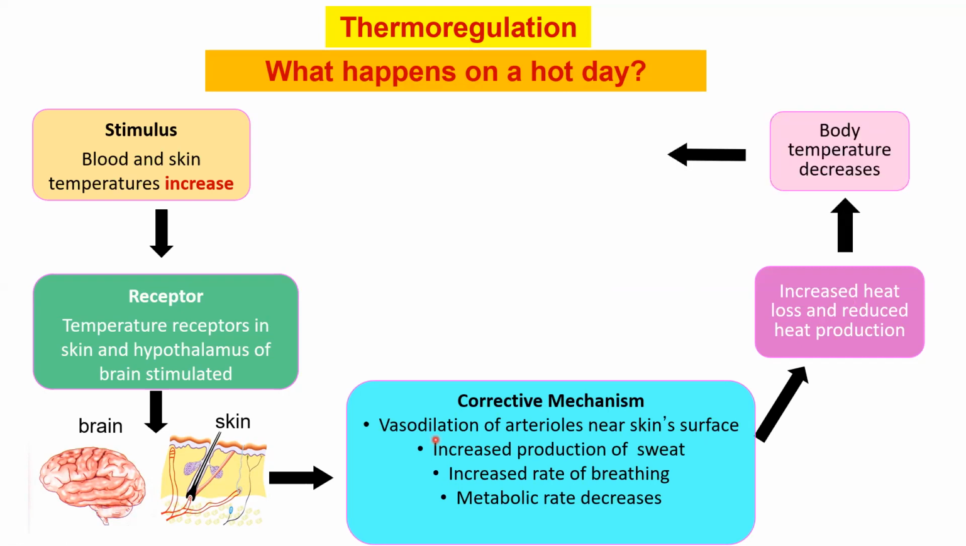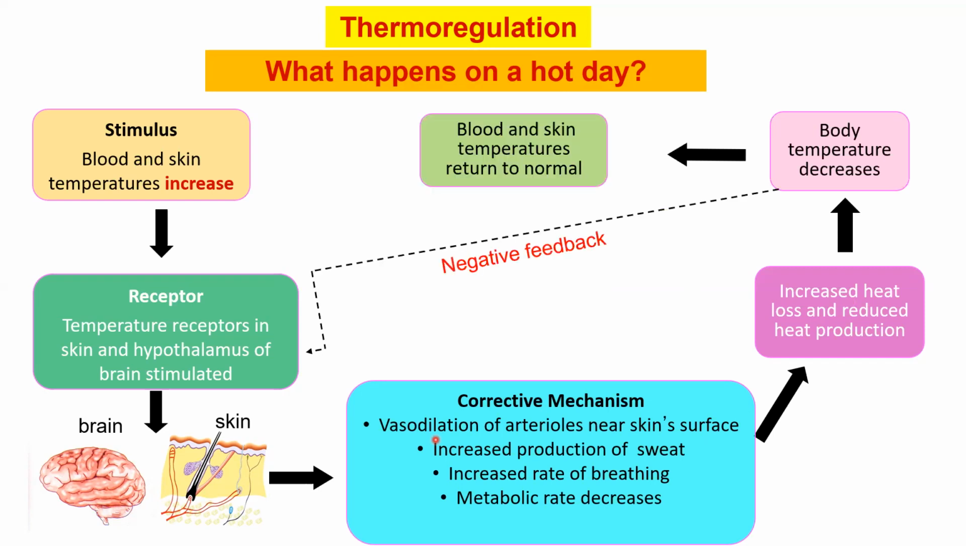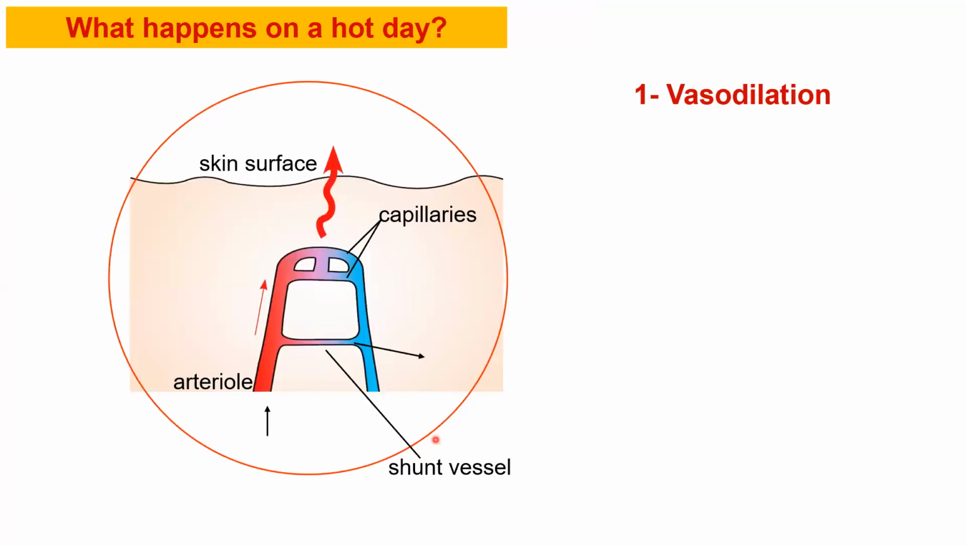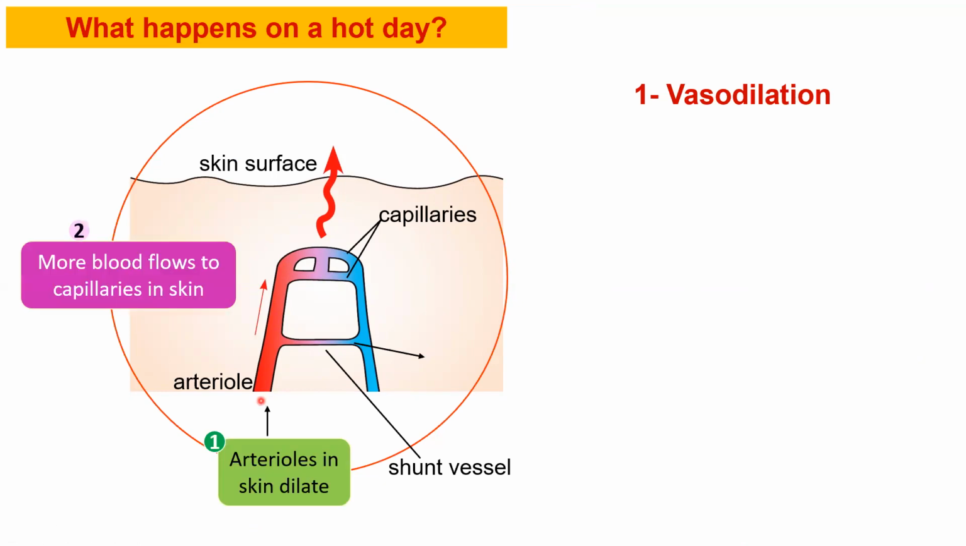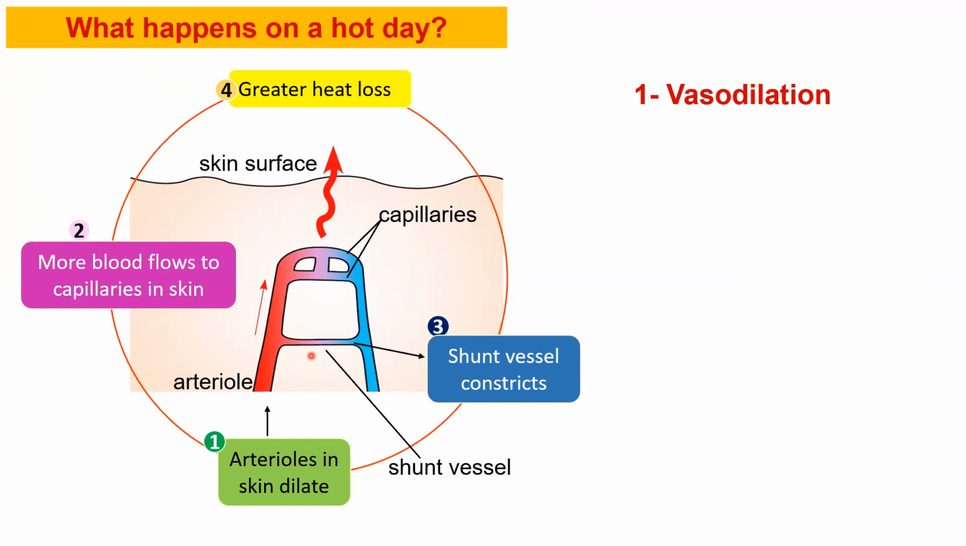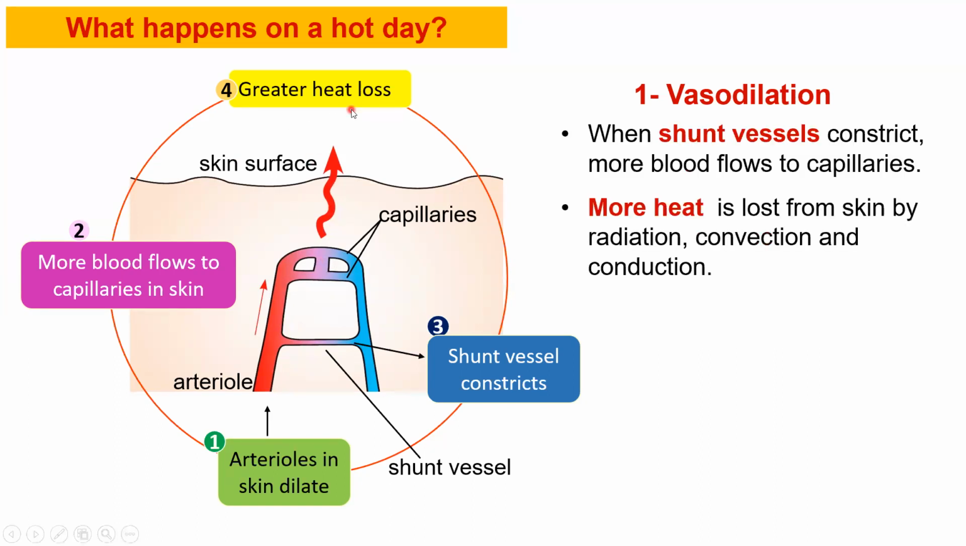When the body temperature is decreased, it means it is taken toward the normal condition and negative feedback happens. So that is the vasodilation. Arterioles are going to be dilated. Okay, when the arterioles are dilated, it means that more blood will be flowing through the capillaries. So more heat will be lost. Meanwhile, whenever more blood is flowing through the capillaries, the shunt vessels are going to be constricted. And ultimately, whenever the blood is taking the heat towards the skin surface, greater heat loss will be done.